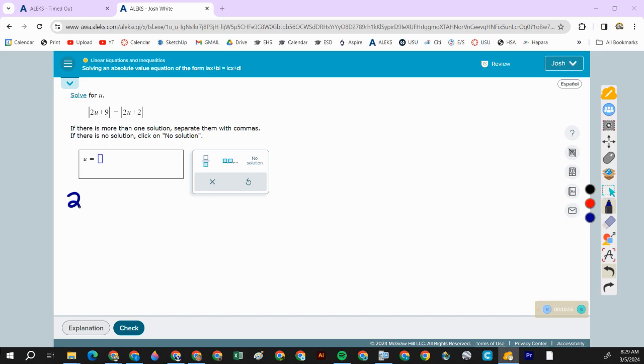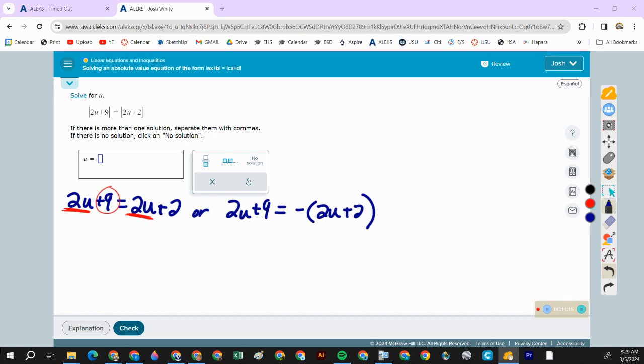So either 2u plus 9 equals 2u plus 2, or 2u plus 9 is equal to the opposite of 2u plus 2. Now this first one, can we take something that is equal to something and add different values to it and have it be equal? No. There is no way for 2u plus 9 to be equal to 2u plus 2, because these are the same and these are different, so this one breaks. If I were to subtract 2u, I would get 9 equals 2, which is impossible.